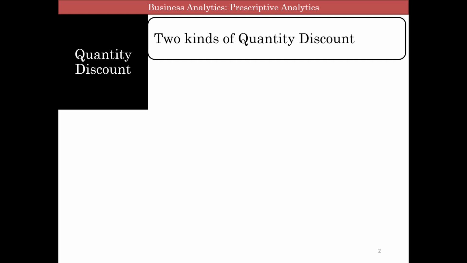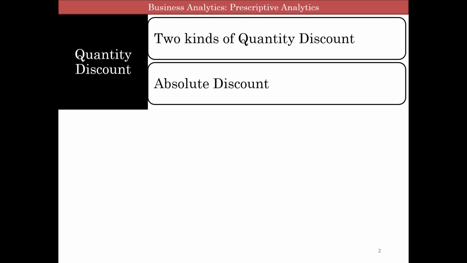We are going to look at two kinds of quantity discounts. The first one is absolute discount. This is an example where if you buy 100 units, then you get a dollar discount for all 100 units. For example, let's say each unit was $10. Normally you'd pay $1,000, but now for 100 units, you get a dollar discount for all 100 units. You only end up paying $900.